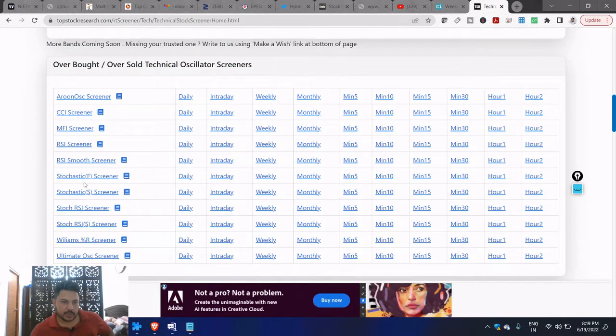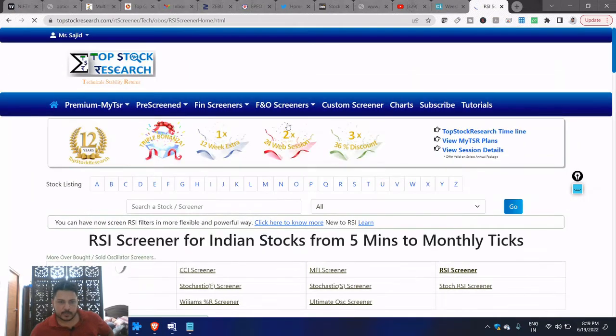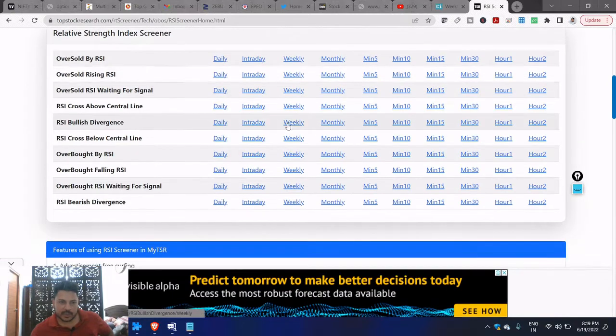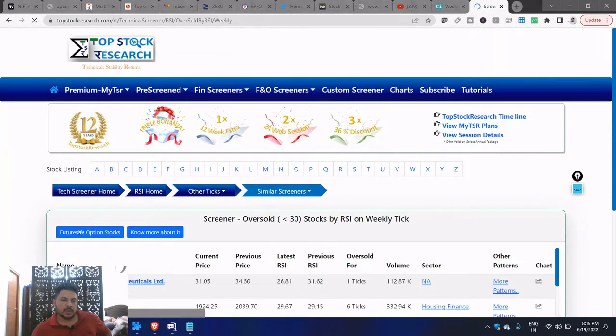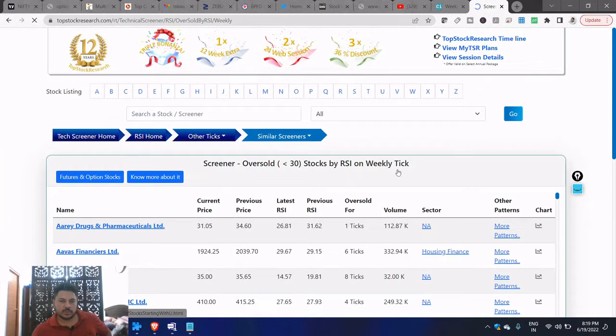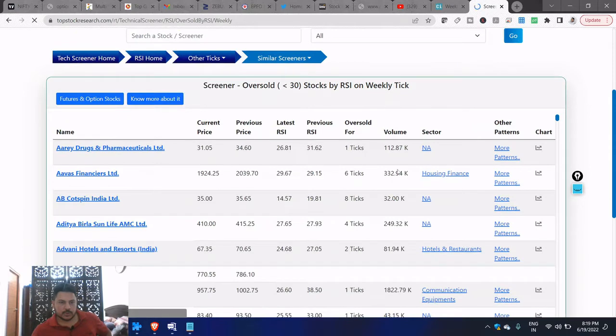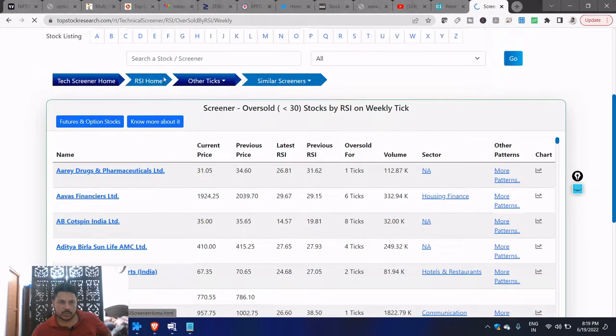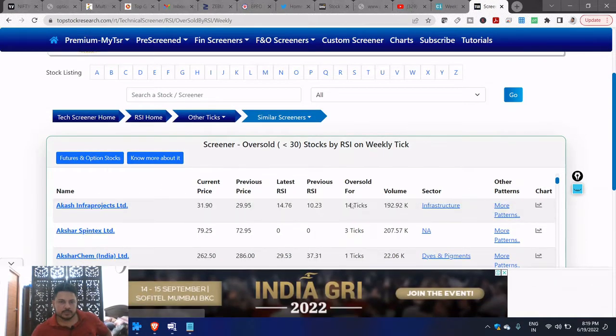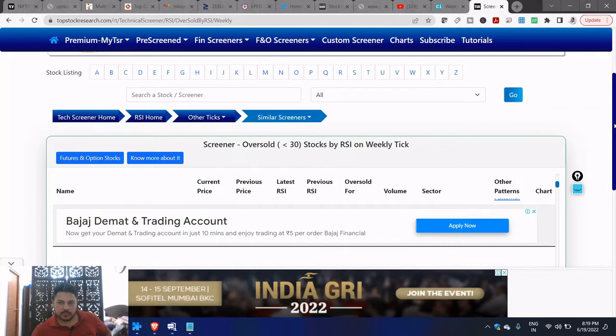So we can particularly look for the RSI screener, or the money flow index screener is also pretty good. So let's look at RSI first. Overbought or oversold by RSI will give you, for example, oversold by RSI on a weekly time frame. And we are going to look only for futures and stock options. So here we will get a list of stocks which can be potential candidates for us to invest in.